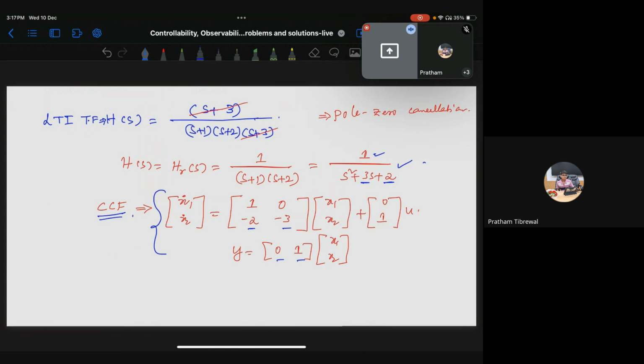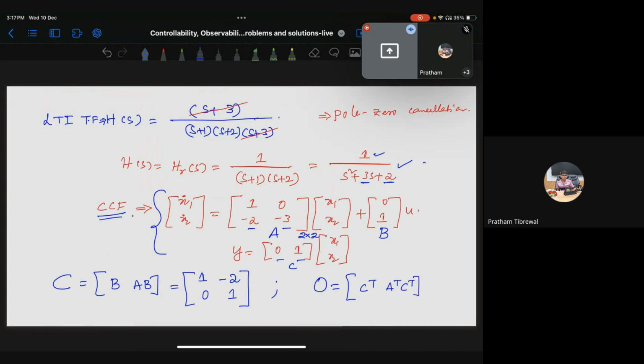Again, because you now have the A matrix, B matrix, and C matrix, if you find the controllability matrix, it will be B, AB, because it is 2 by 2 now. So what do we get? We get the controllability matrix as 1 minus 2 0 1. Similarly, we get the observability matrix, C transpose, A transpose C transpose, as 0 1 1 0. Please check these values.